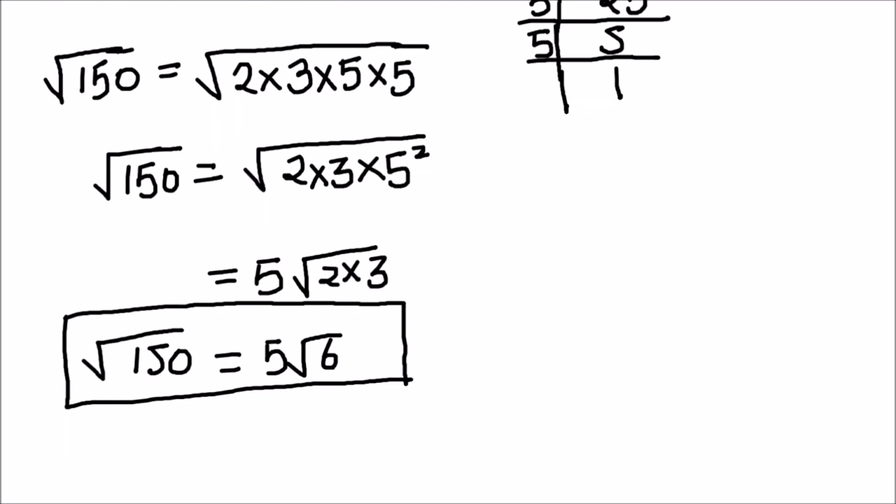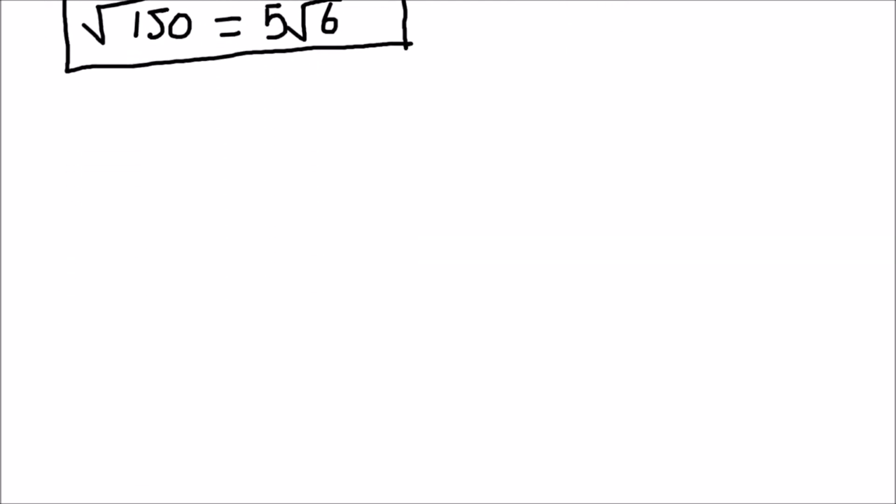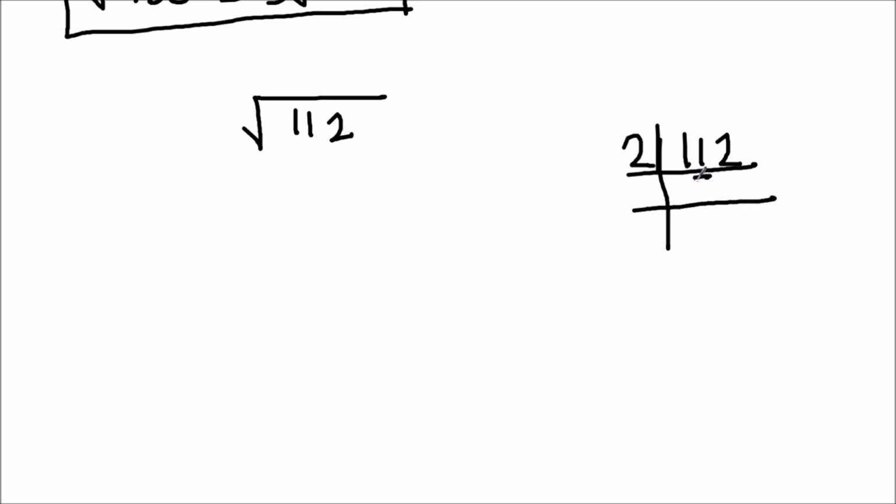Now let's take one more example and find the square root of 112. So first we'll find the factors of 112. Let's divide it by 2. 2 times 5 is 10. 1 is remainder. This becomes 12. 2 times 6 is 12.